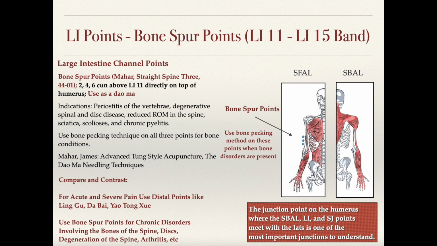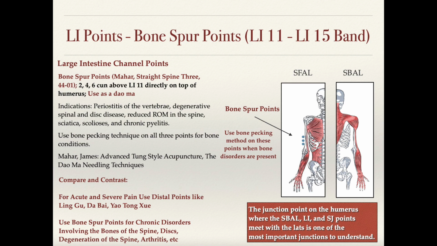Now let's read what I wrote in the box here. It says, the junction point on the humerus where the superficial back arm line, large intestine, jiao points meet with the lats is one of the most important junctions to understand. So I think this is fairly clear by now how this is working through the fascial planes and how the superficial back arm line points can treat neck pain and upper back pain and low back pain.